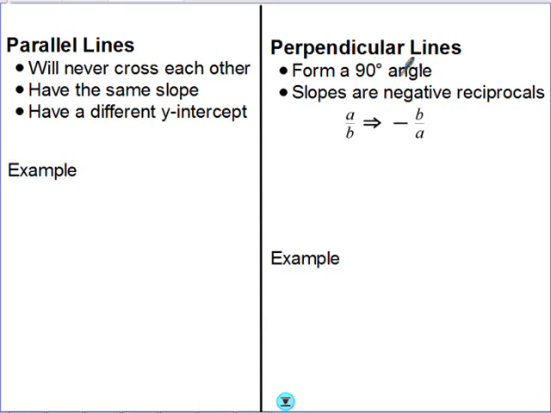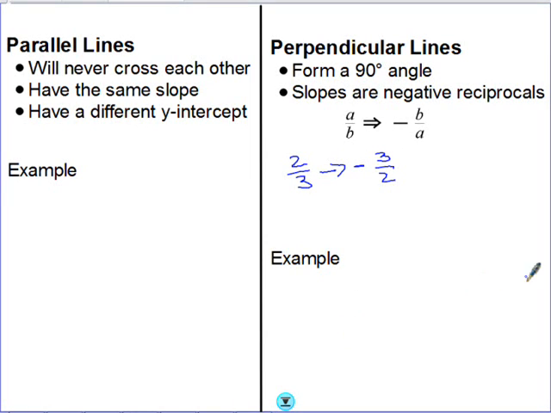They form a 90-degree angle, and their slopes are what we call negative reciprocals. So what does that mean? Well, reciprocal means I'm going to basically flip the fraction over. So in this case it was a over b, so now I'm b over a, and make it negative. So if we were talking about, let's say, 2/3, the negative reciprocal of 2/3 would be to flip it over, so it becomes 3 over 2, and make it negative.